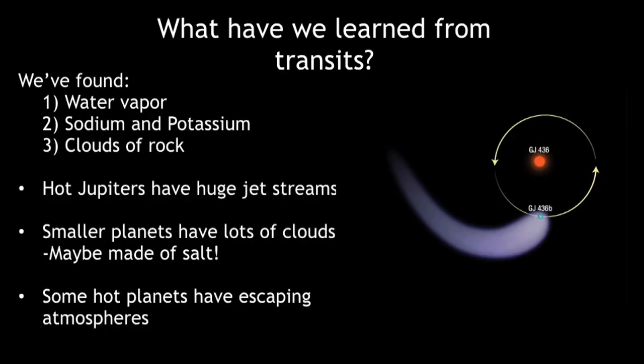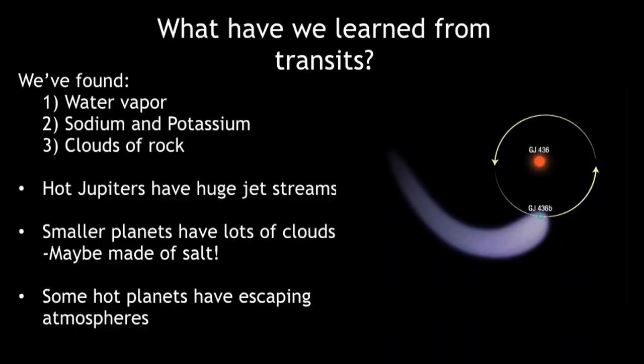We've actually been able to find some exoplanets that have escaping atmospheres. Here's an example of a planet, GJ436b, and then its host star, GJ436. They're actually so close to each other that the planet is losing its atmosphere. So we've detected this big cloud of escaping hydrogen. So it almost looks like a comet.